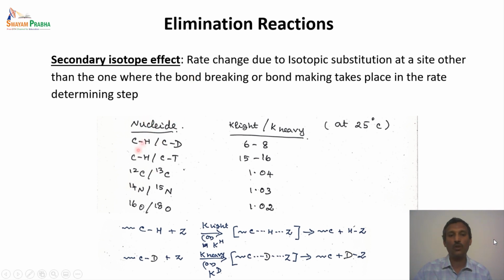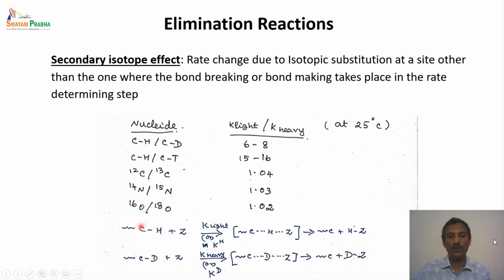Here the different nuclides are given: CH versus CD, K light by K heavy, the rate of light versus the rate of heavy at 25 degrees is something between 6 to 8. In the case of CH and CT, it is 15 to 16. Based on that, if there is a difference in the rate between hydrogen and deuterium, then we say there is a primary isotope effect in that reaction, if the transition state involves bond making or bond breaking between the carbon and the other element, whether it is hydrogen or deuterium.